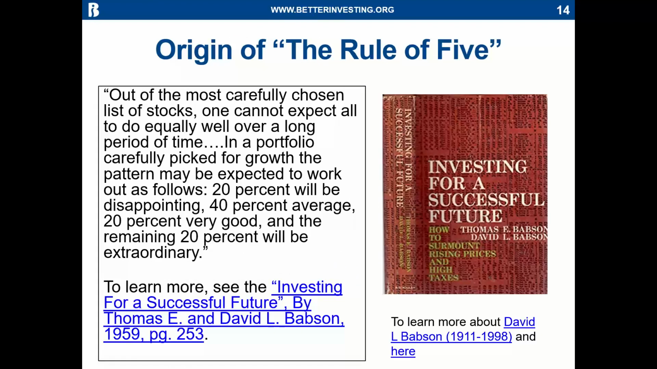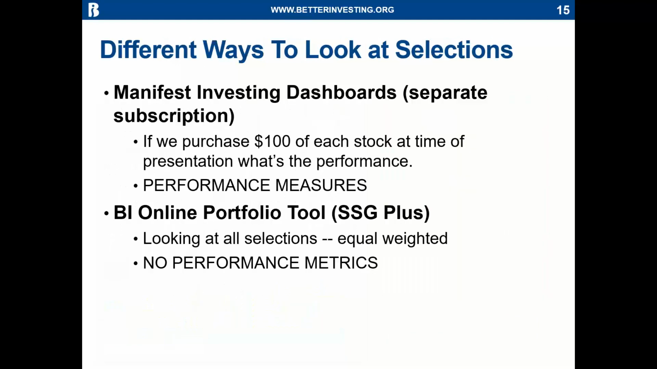The origin of this rule of 5 comes from this book, Investing for a Successful Future, by David Babson. In the lower right hand are some links to information about him, but he was one of the original growth investors, along with T. Rowe Price and Phil Fisher, who advocated back in the 30s and 40s for looking at growth stocks rather than income-based stocks. He said it a little bit differently: he thought 20% would be disappointing, 40% would be average, 20% would be very good, and the remaining 20% would be extraordinary. So it's very similar, but I just wanted you to see that origin.